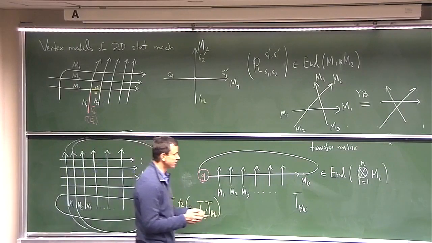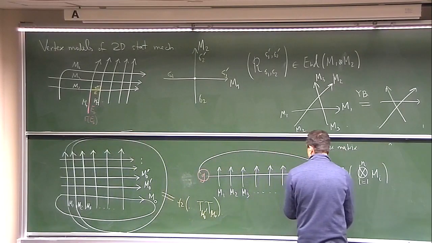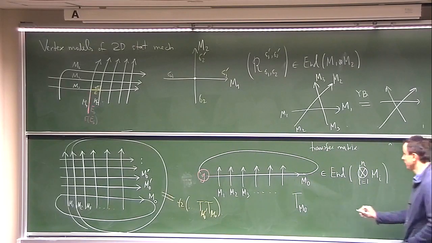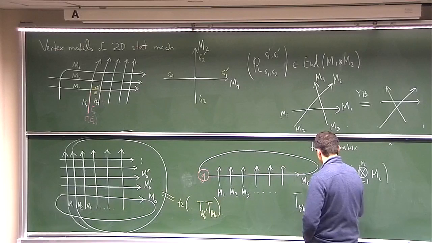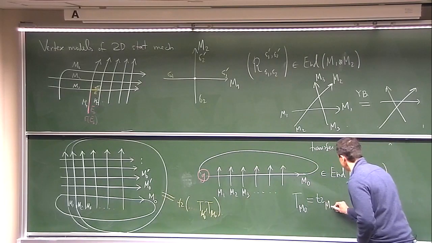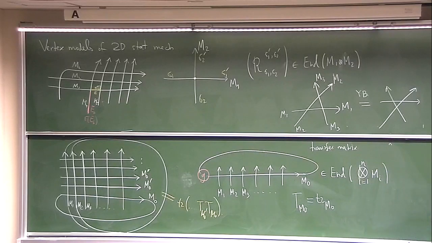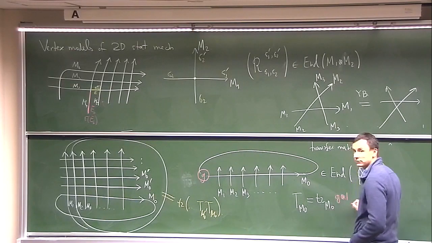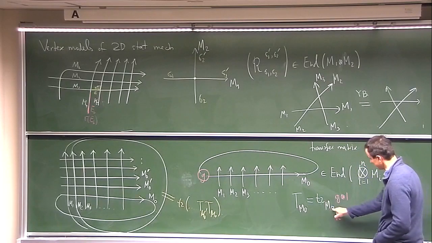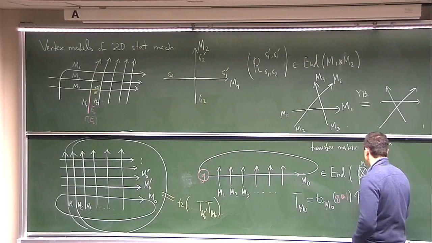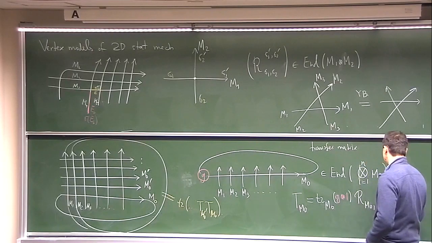In other words, you define this transfer matrix as the trace over M0 of G tensor 1. It's an element that acts in the first tensor factor only, times the R matrix of M0 and then the other degrees of freedom.